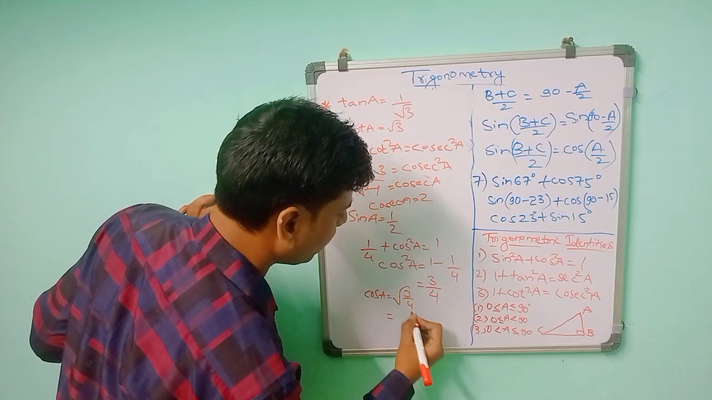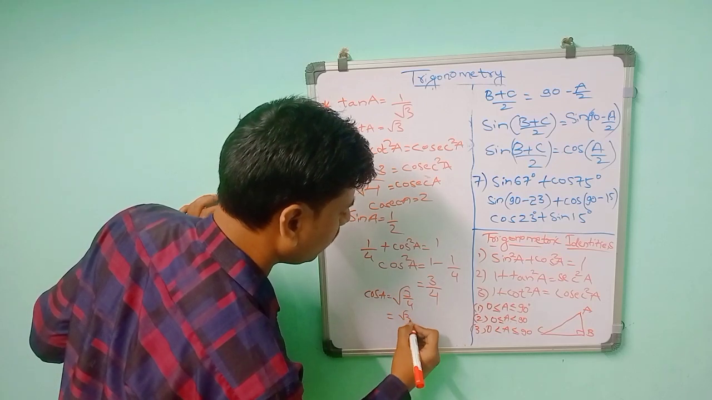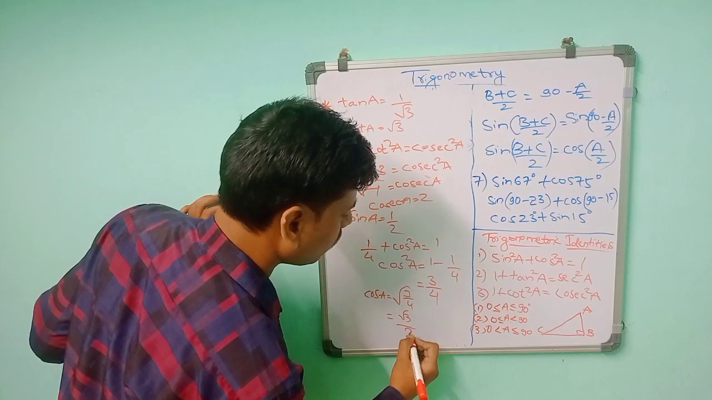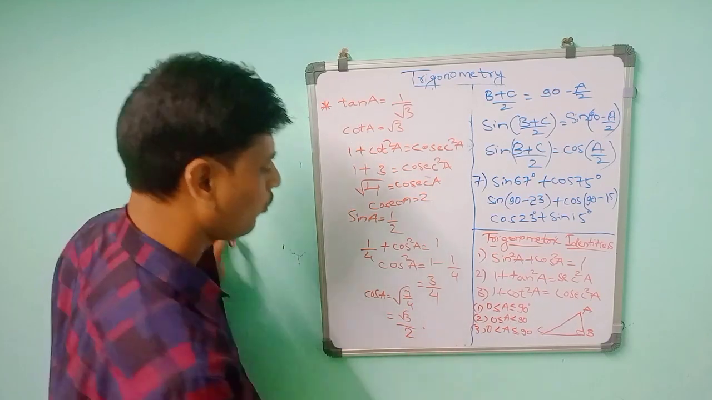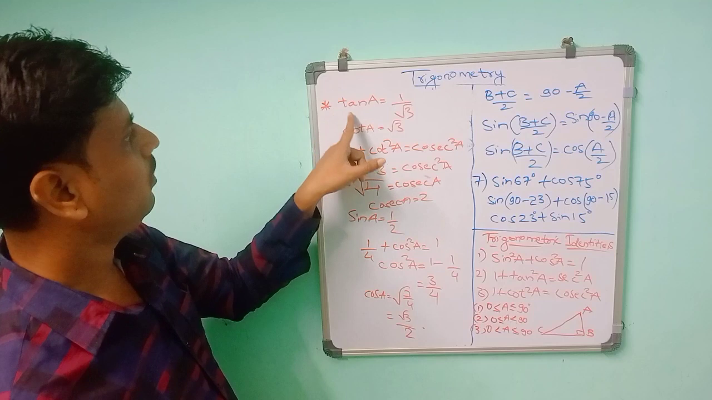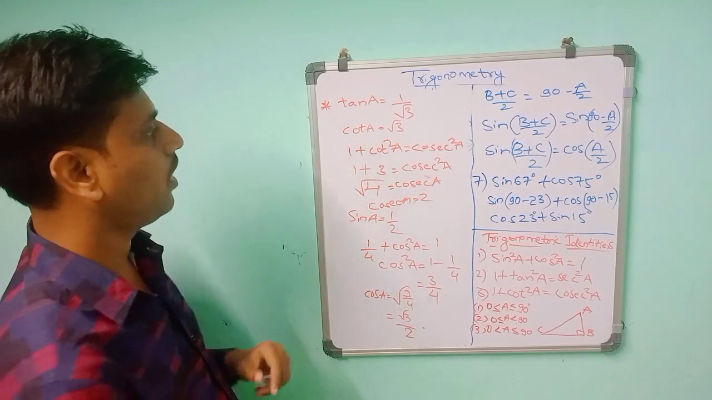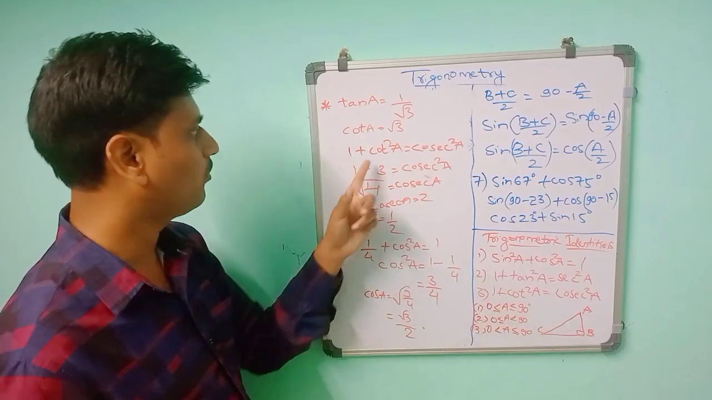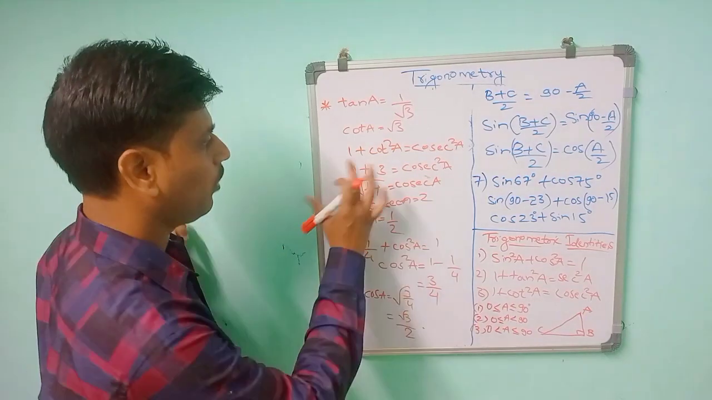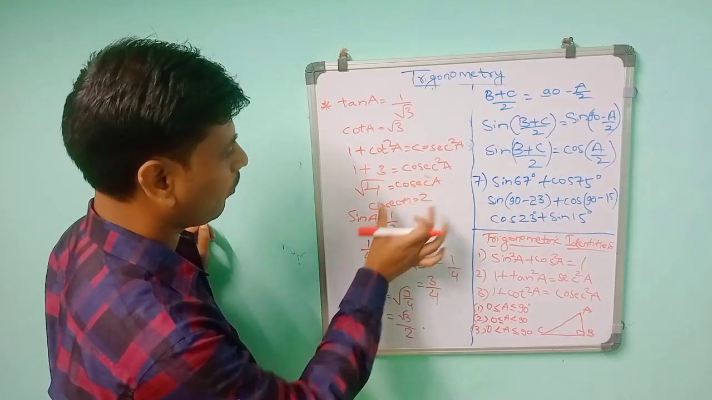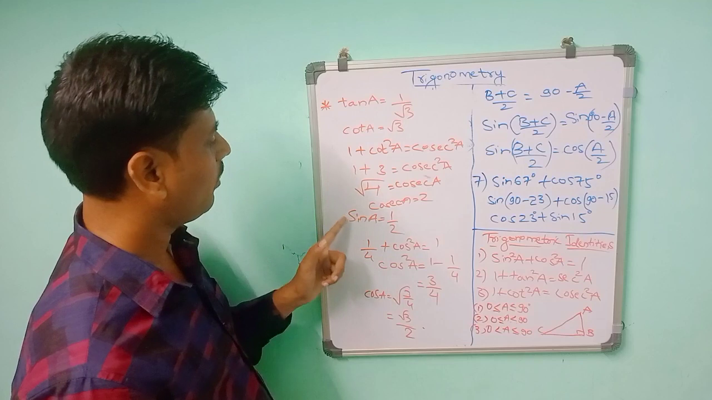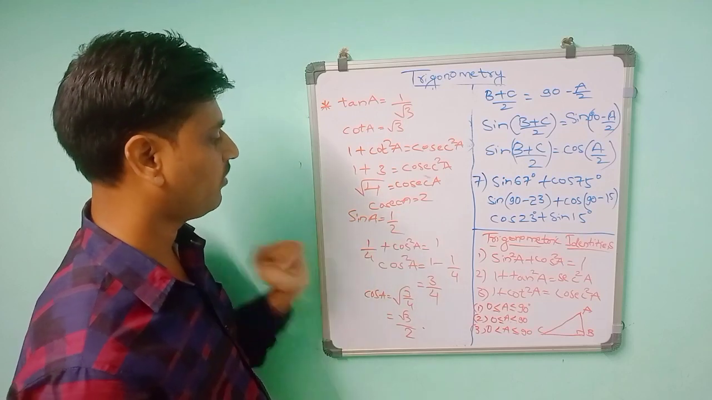So we can write root 3 by root 4. Root 3 means root 3 only. Root 4 means 2. So root 3 by 2. So cos A will be root 3 by 2. So from the first one, tan A, I found out the cot A. I know the relationship, the third one, that is 1 plus cot square is equal to cosec square. So I took 1 plus 3 is equal to cosec square. I got the cosec value. From cosec, I found out the sine value, because it is the reverse of that.